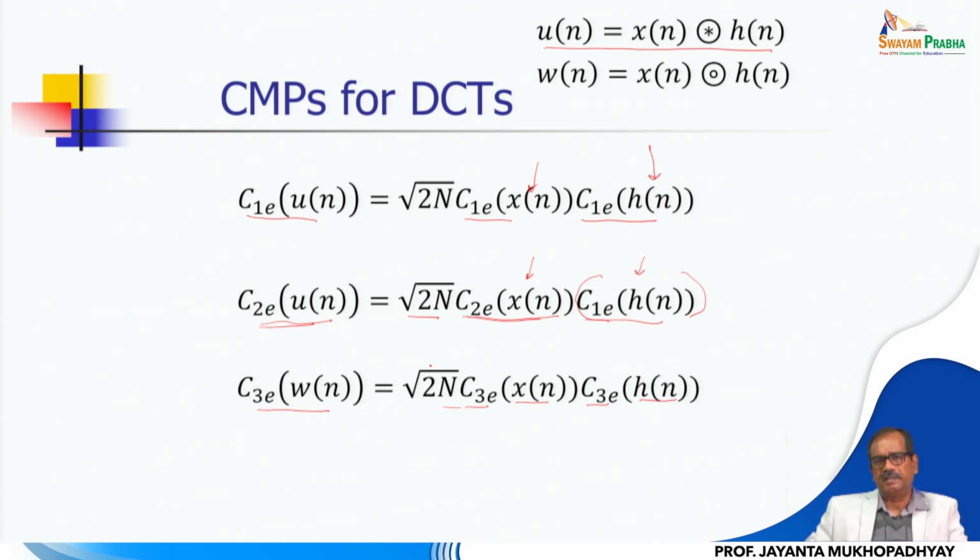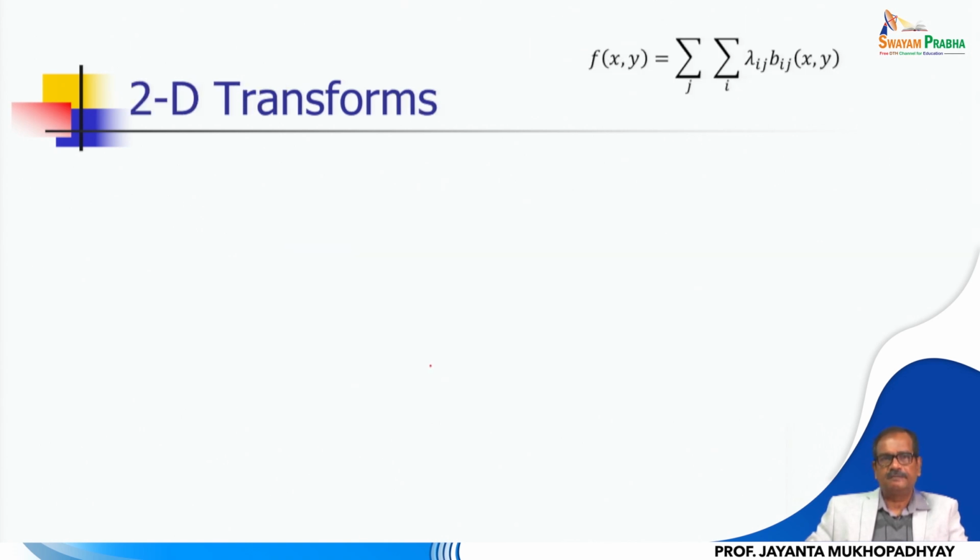We will be discussing later how these properties are used, particularly for developing filters in the type 2 DCT domain. Now, so far I have discussed one-dimensional transforms. Now, let us extend this discussion. Let us consider their extensions in 2 dimensions.